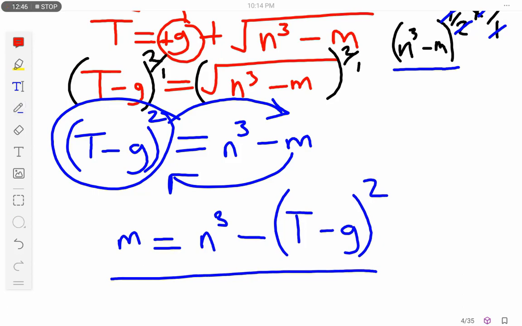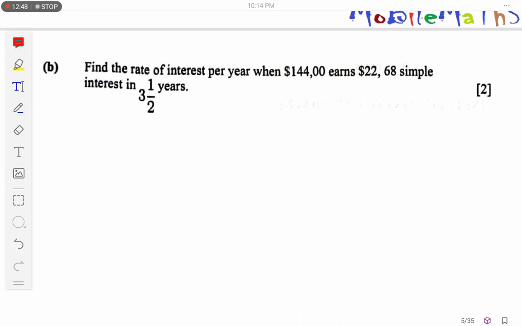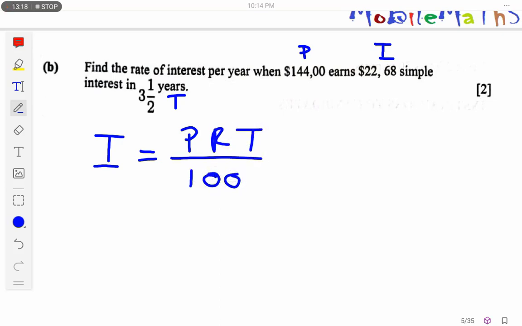Let's move on, guys. We are on part B of the question. This question is saying find the rate of interest per year when 144, so this is our principal, this is our P, and then ends 22, so this is going to be our interest here, and then in 2 years, so this is our time. So guys, our formula says interest is equal to principal times rate times time all over 100 like that.